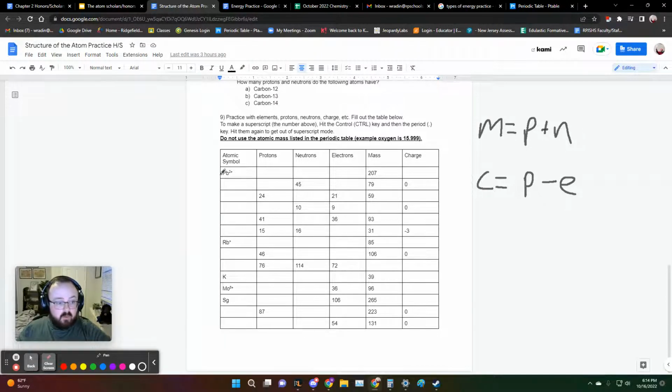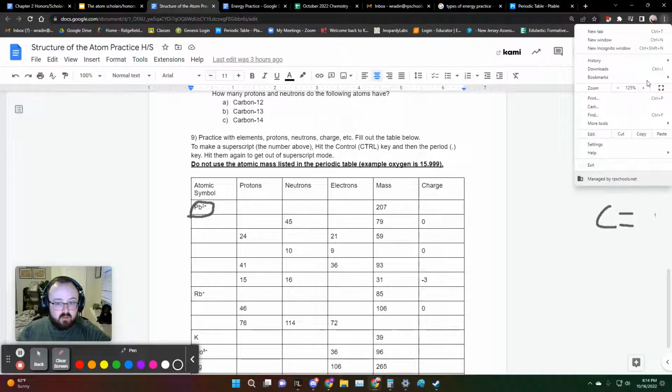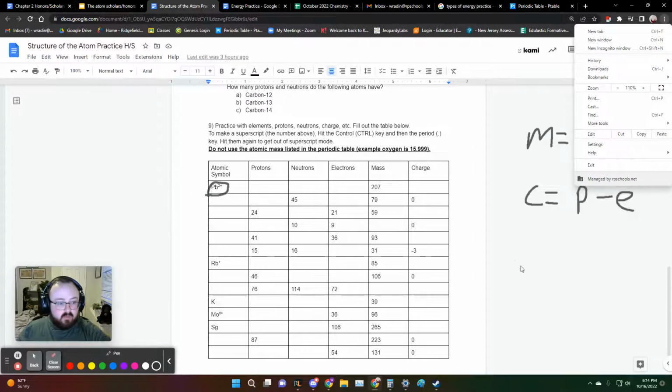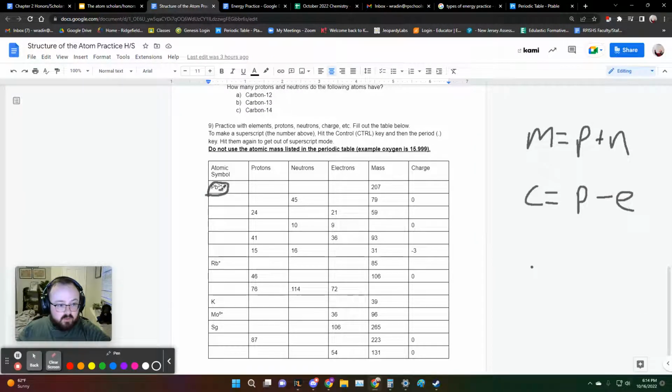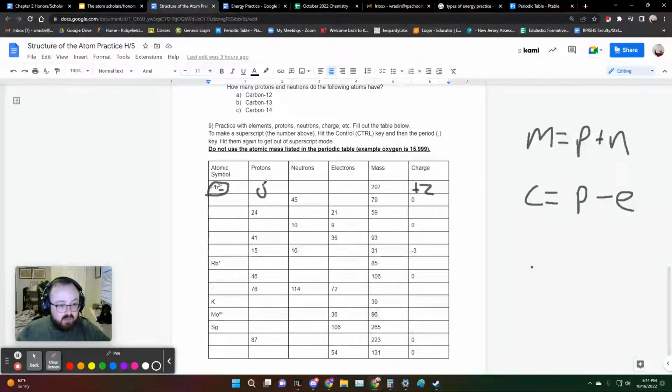So let's start here. We have Pb 2+. Well, this 2+ right here, I'm going to zoom in here. So right here, 2+ means my charge is positive 2, right off the bat. Let's go to our periodic table. We find Pb right here. Here's lead, which has an atomic number of 82. So we know that there are 82 protons.